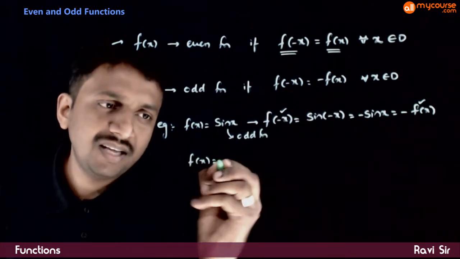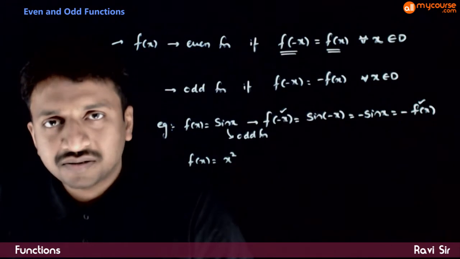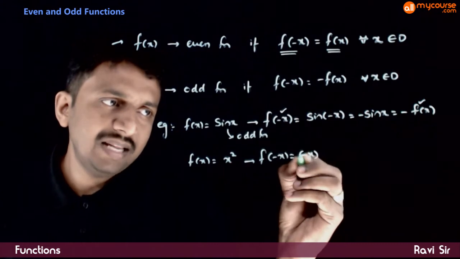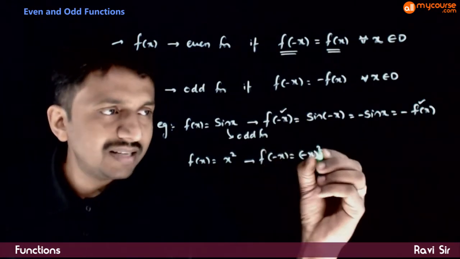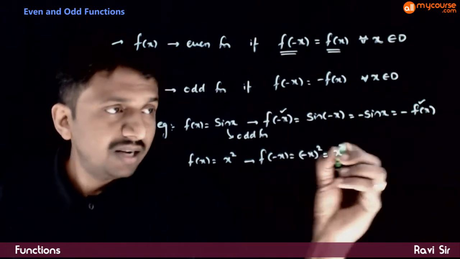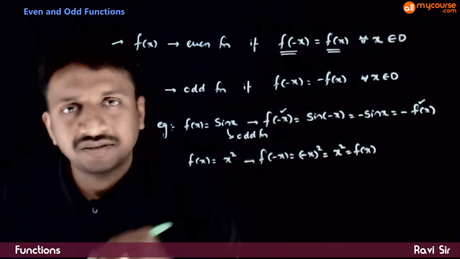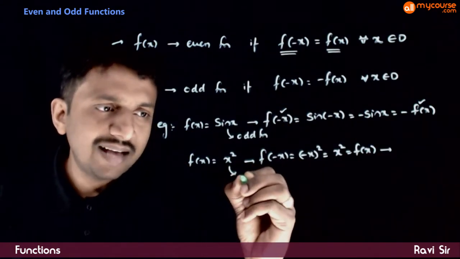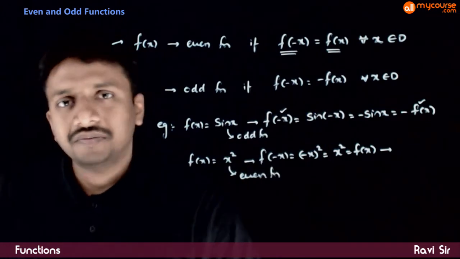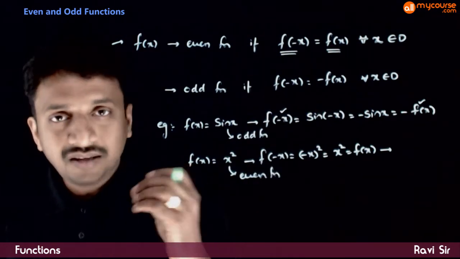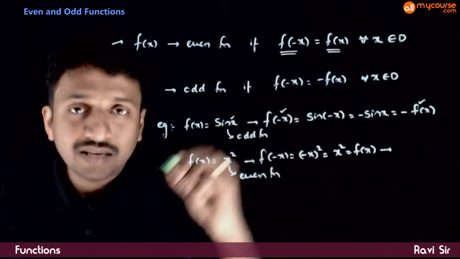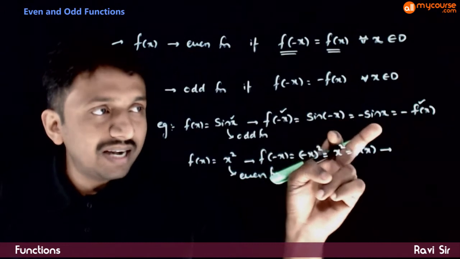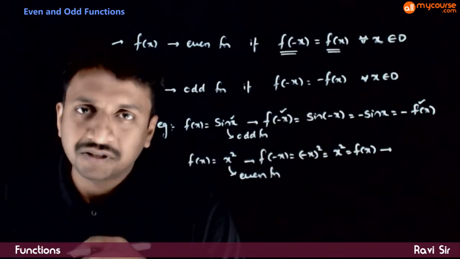Let us take the function f of x is equal to x square. F of minus x is equal to minus x whole square, and minus x whole square is nothing but x square. It is again equal to f of x. So f of minus x is equal to f of x. Hence, x square is an even function. So if you have any function, put minus x in the place of x. If you are getting exactly the same function, it is an even function. If you are getting a minus extra, it is called an odd function.